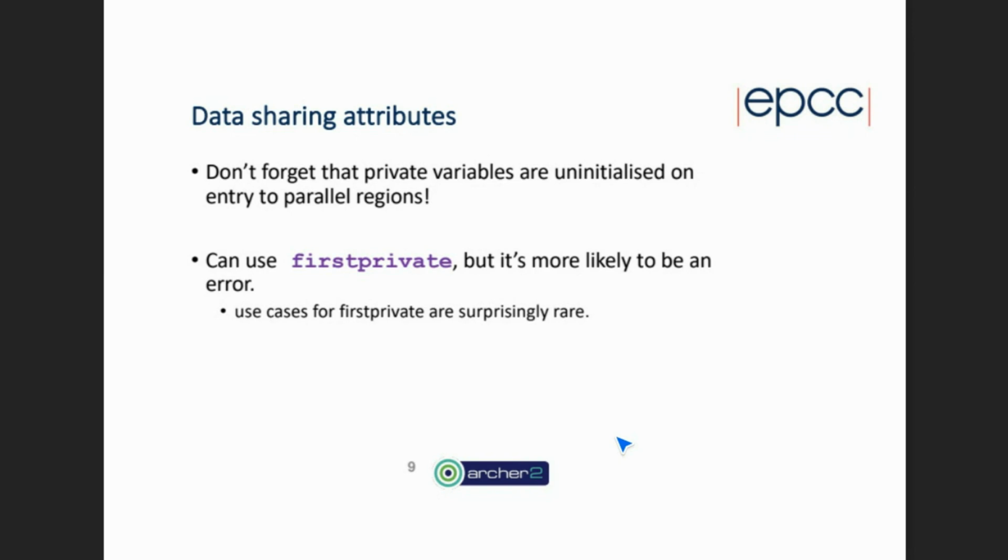Okay, so I'm not talking about tasks here. Firstprivate for tasks is, as we've seen this morning, clearly vital in many cases. But firstprivate for parallel regions or parallel loops is actually pretty unusual to require.